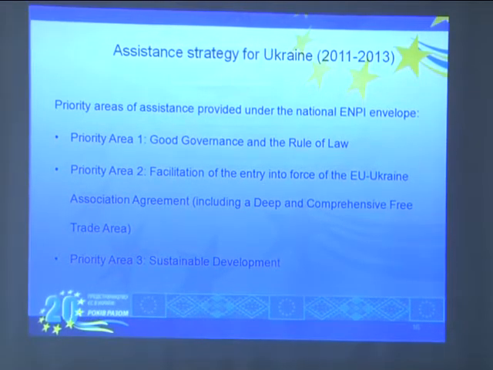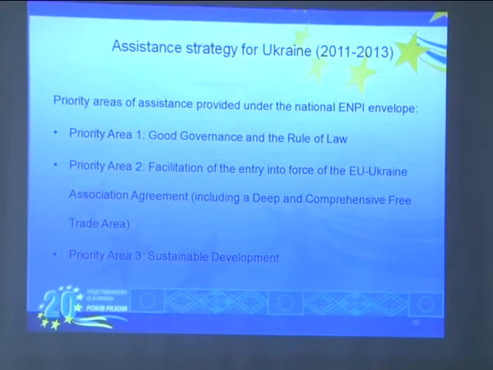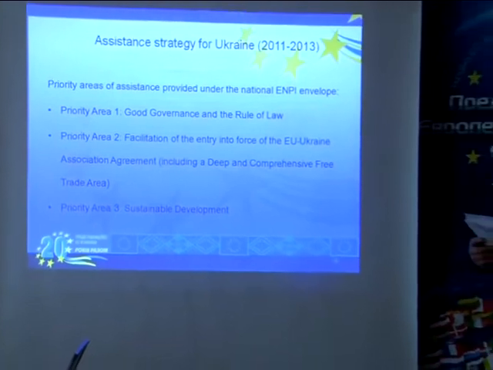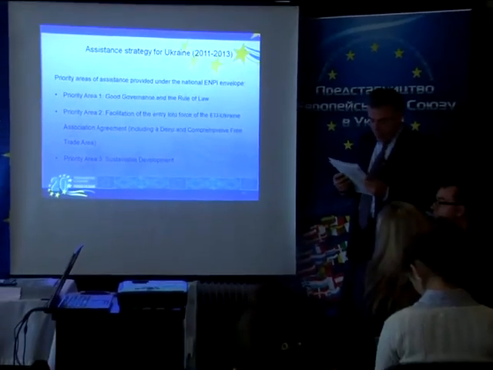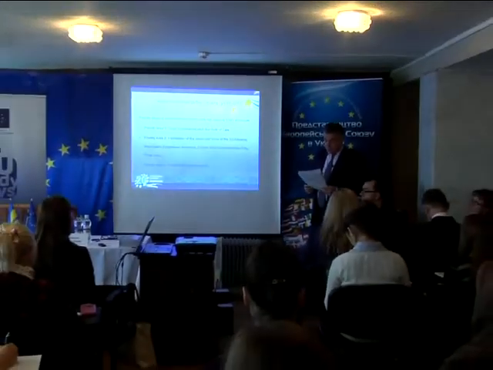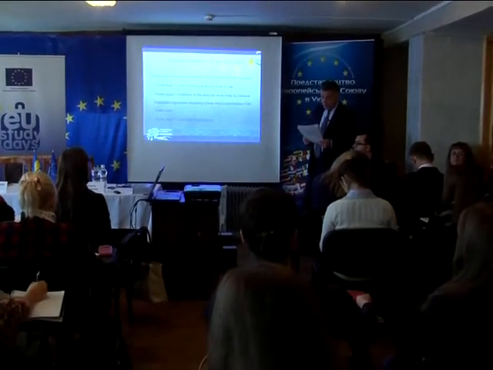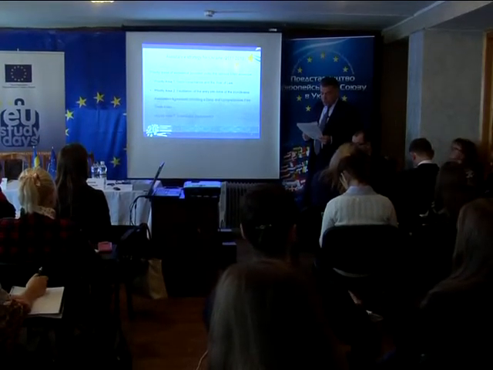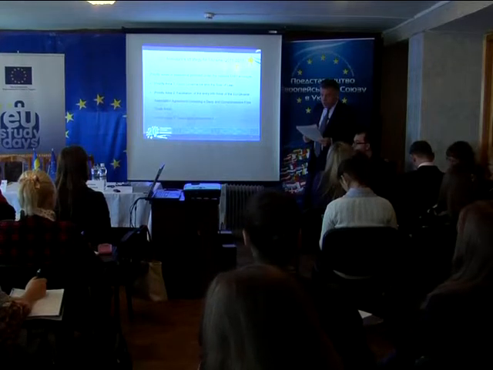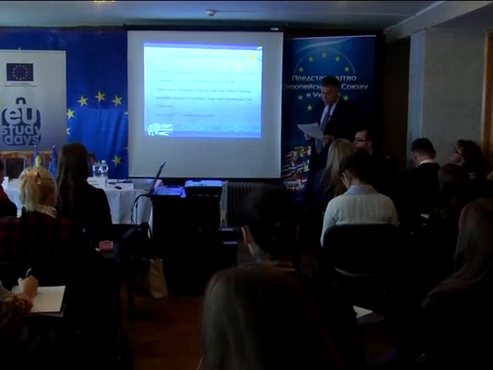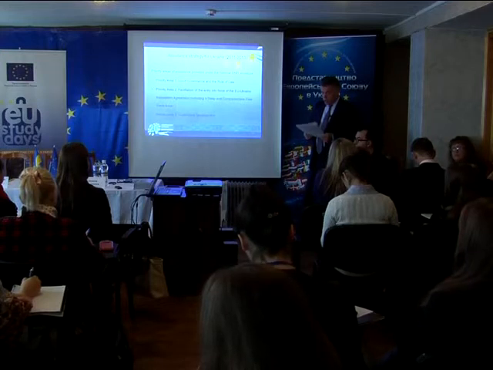So we're currently still working under the assistance strategy for 2011 to 2013. The priority areas are, first of all, good governance and the rule of law. Under there are 4 sub-priorities. Sub-priority 1 is justice, freedom and security. Sub-priority 2 is integrated border management. Sub-priority 3 is public administration reform and public financial management. I'm going to talk to you later about that.